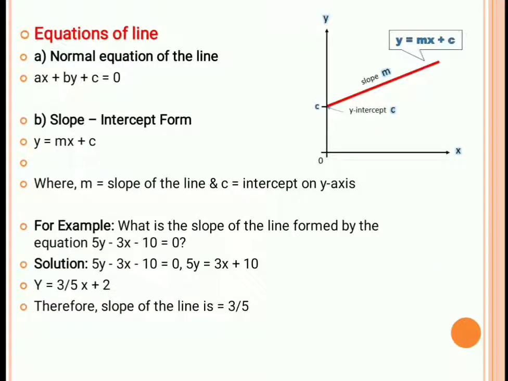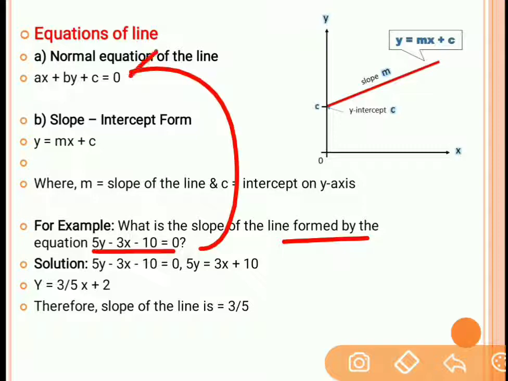Consider an example. What is the slope of the line formed by the equation 5y - 3x - 10 = 0? This equation is similar to the general form of the equation, in which a = -3, b = 5 and c = -10. Now this general form is converted into the form y = mx + c so as to find out the slope of the line.